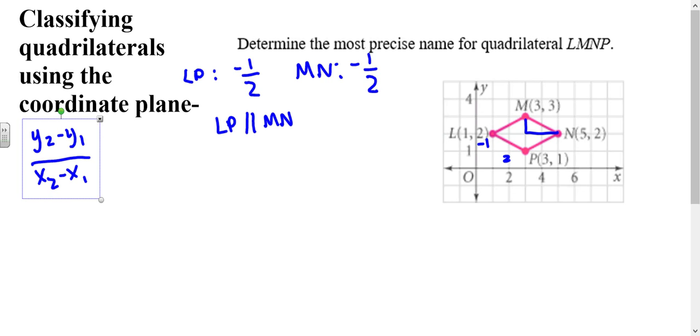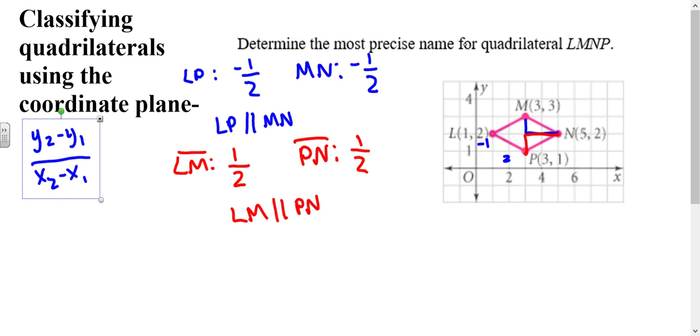Now I can check the other two sides also. If I check line LM, then I go up 1 over 2. So I have 1/2 as the slope. And over here, I go up 1 over 2. So from P to N is also 1/2. So LM is parallel to PN. And I almost forgot to put my bars on there to show that those are segments. So I'm going to go ahead and do that now. So these segments are parallel.